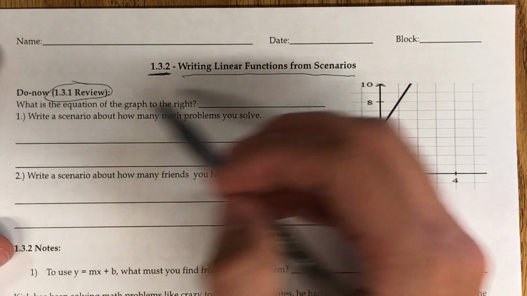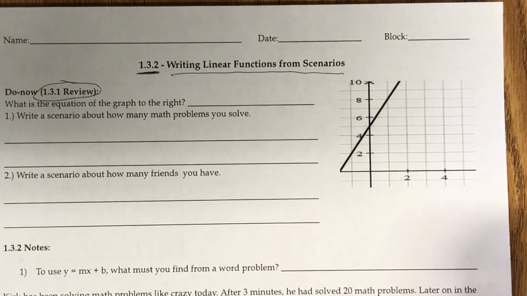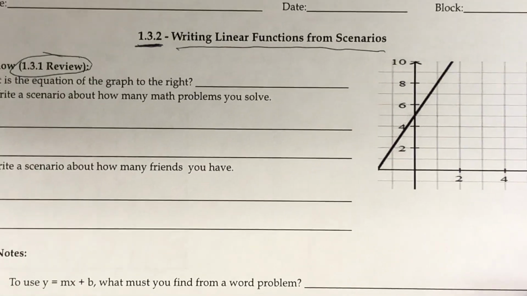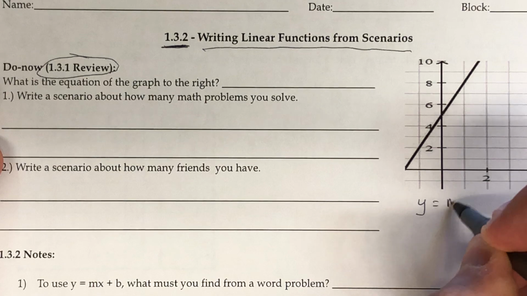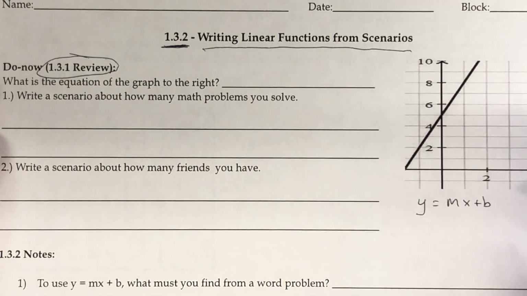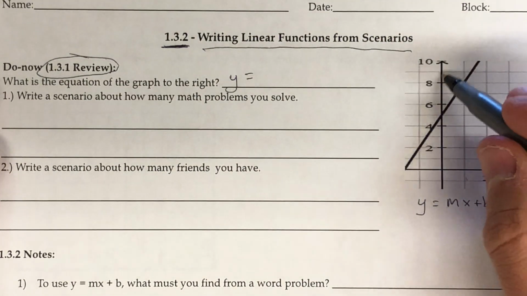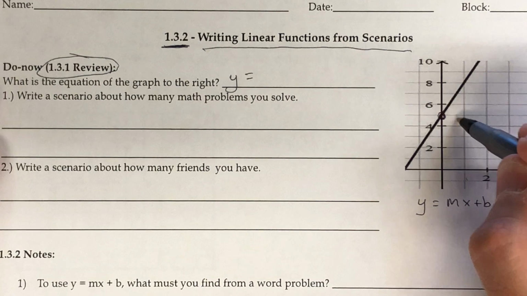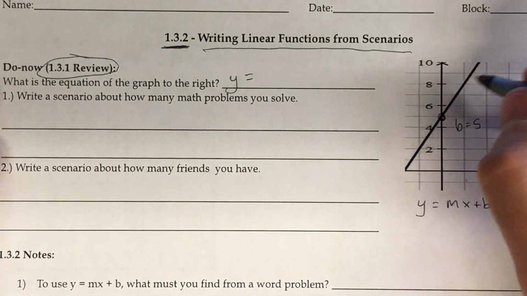It says, what is the equation of the graph to the right? So remember, when we're writing linear functions, we think slope-intercept form, which if you recall is y equals mx plus b. So we need a slope and y-intercept. That y-intercept is where it touches the y-axis. So in this case, our b value is going to be 5.